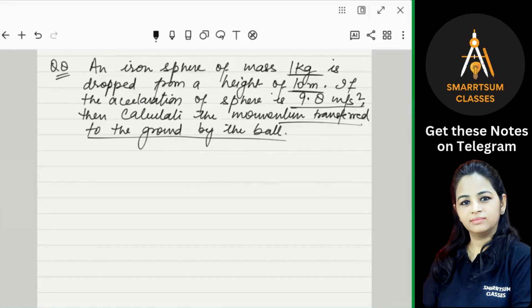Is that clear? So first write down what is given to you. So can you tell me what is the initial velocity?